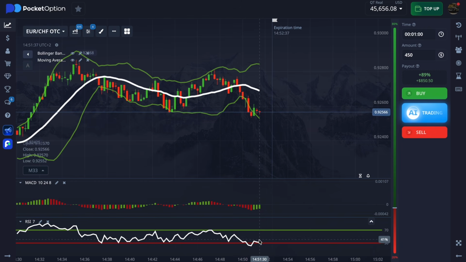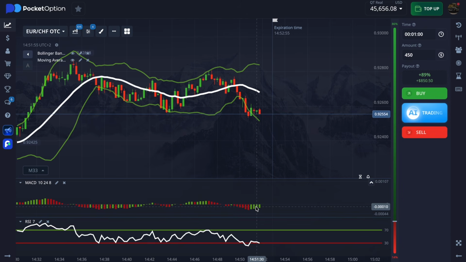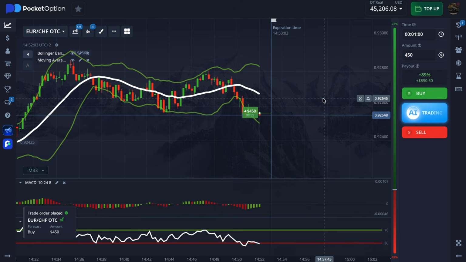Second condition, it is necessary for the RSI indicator that the current price is either below the red level or crossing this level from below upwards. This is the second condition. Then I need the price to start gradually closing in on the moving average. This is the third condition. And the fourth condition, for me to open an up trade, I need a few bars on the MACD indicator to be green. Well, for example, right now I can open an up trade. The entire necessary setup is right here.